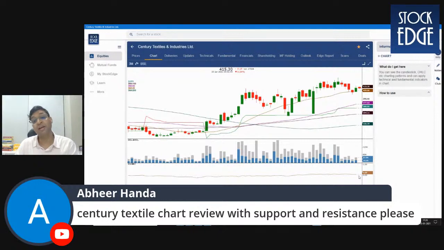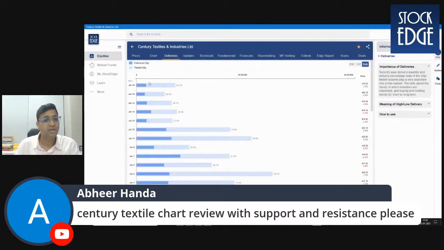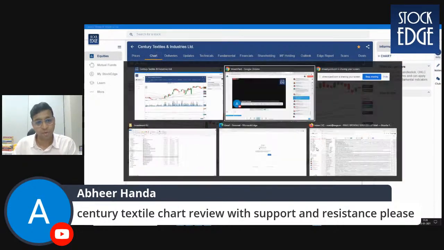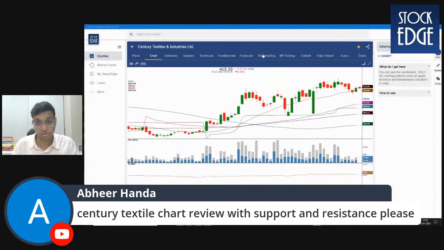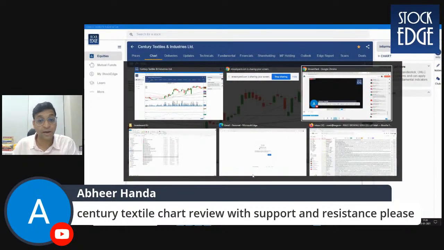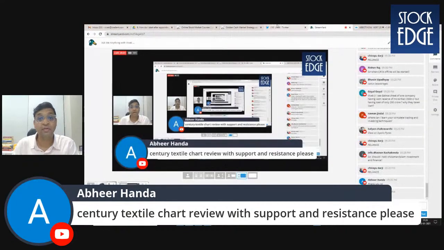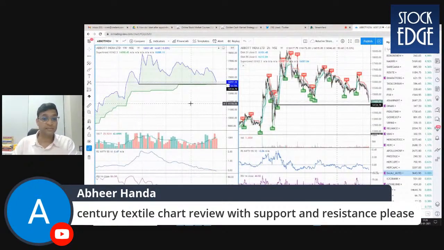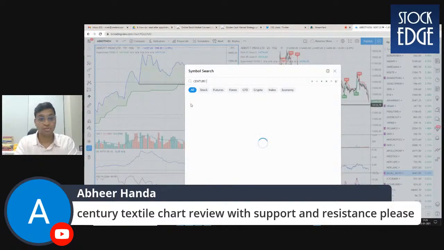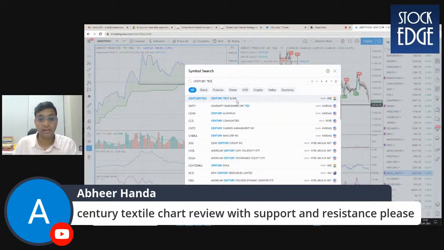Moving average के अलावा relative strength is strong, and look at the delivery and volume for the last few days. Very interesting. Not a very weak stock to be looked at. From a long swing perspective, it's a good stock. One can think of buying at lower levels. Now let us go to TradingView and look at Century Textile.